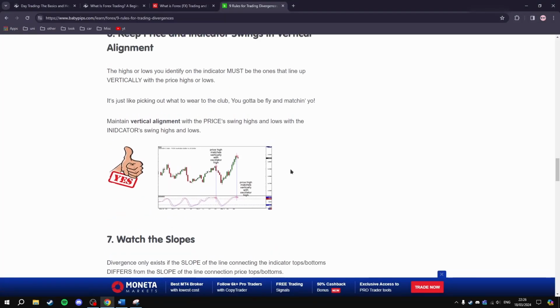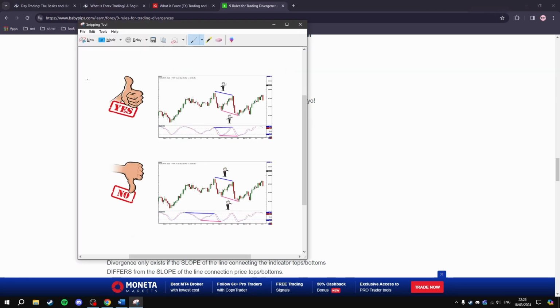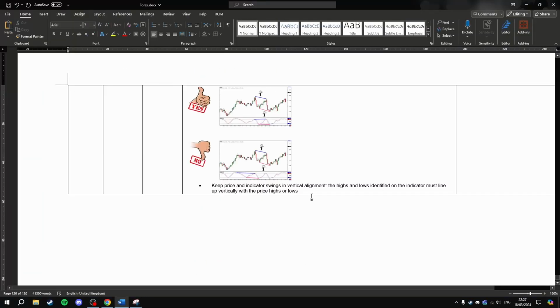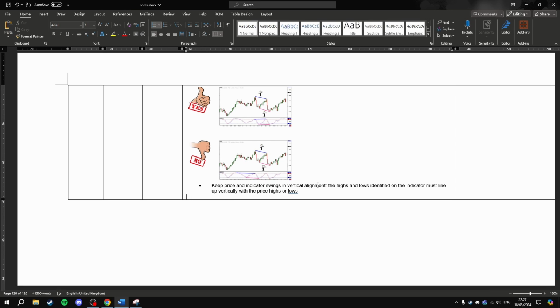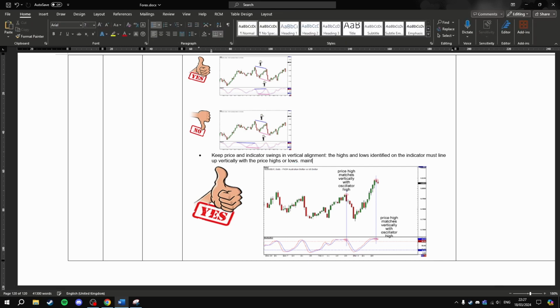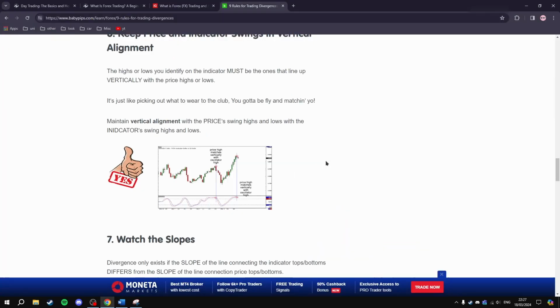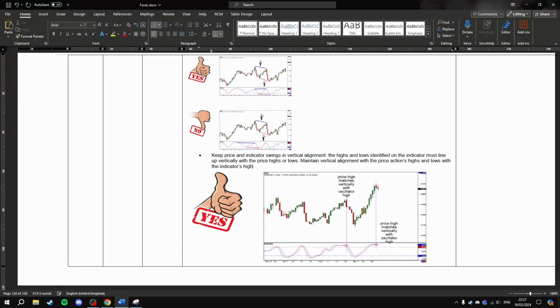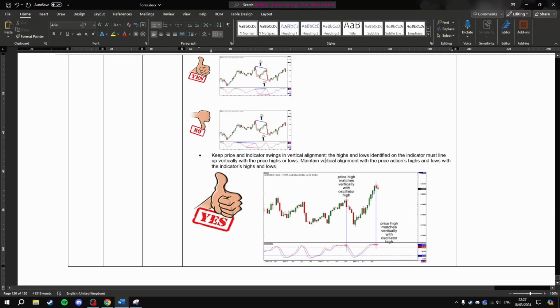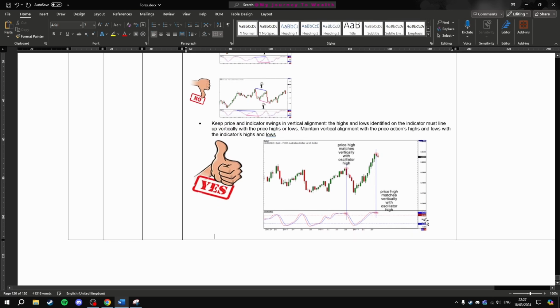Just maintain vertical alignment of the price's swing highs and lows with the indicator's swing highs and lows. So price high matches vertically with the oscillator high, so that's that line here. Price high matches vertically with the oscillator high over here as well. So that's good.